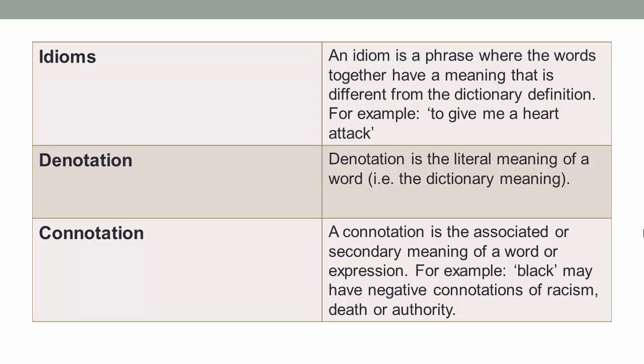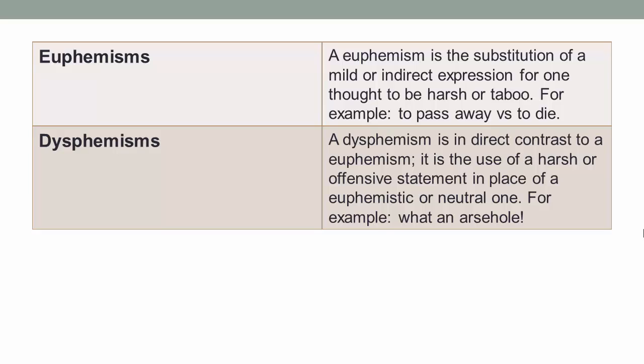Next we have connotation. A connotation is the associated or secondary meaning of a word or expression. For example, black in terms of denotation or the dictionary meaning means the actual color black. However, in terms of connotations, it may have negative connotations of racism or even connotations of death or authority. Next we have euphemism. A euphemism is a substitution of a mild or indirect expression for one thought to be harsh or taboo. For example, to pass away versus to die.